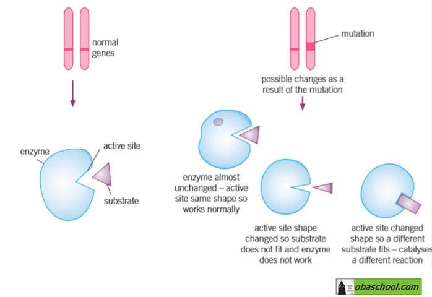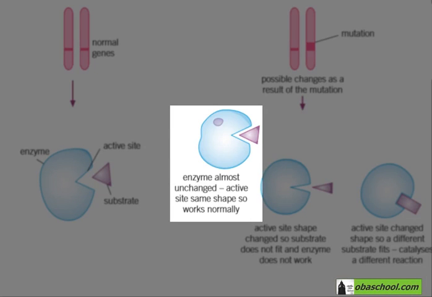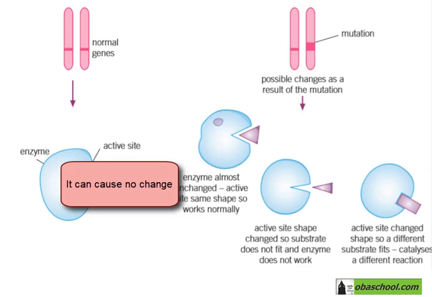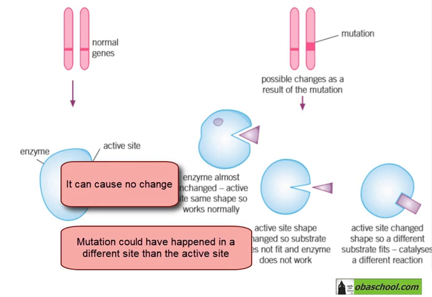This mutation could have also caused absolutely no change. Like this case here, the mutation happened in a different site than the active site. The active site is still complementary to the substrate, it's still triangular. We see the changes are in different sites in the enzyme, so it did not affect the function of the enzyme of binding to the substrate.